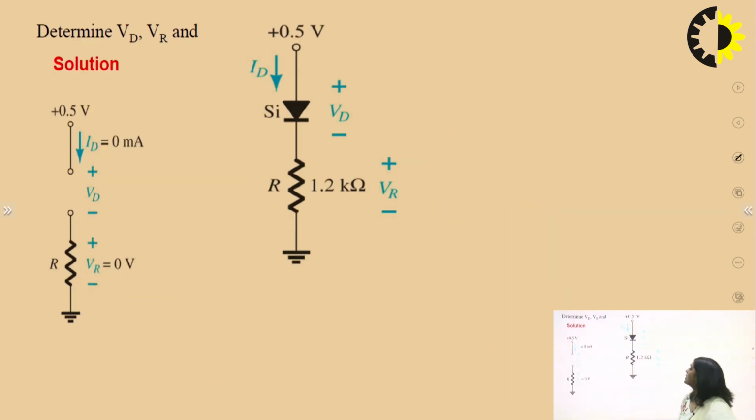Now we can see in this circuit a silicon diode is given, which means this is a practical diode, and 0.5 volt is applied over there. We can see silicon requires 0.7 volt to trigger, to become conducting. So this 0.5 volt will not trigger this diode, and this diode will remain in the open state, like this.